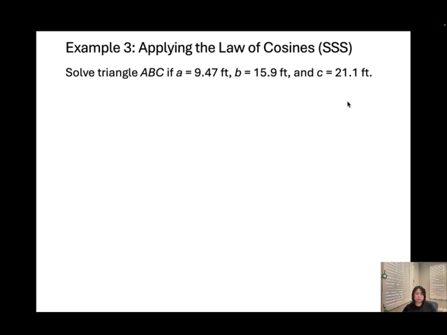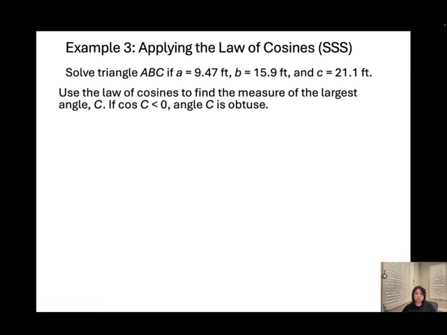Example 3, the case of SSS. So we only know about the three sides. And then we will be using the law of cosine to find the largest angle. We know the largest angle will be the angle C because we compare the length of the sides here. The longest side will be 21.1, and that's why we know angle C will be the largest angle. So this is the first one we want to find, the angle C.